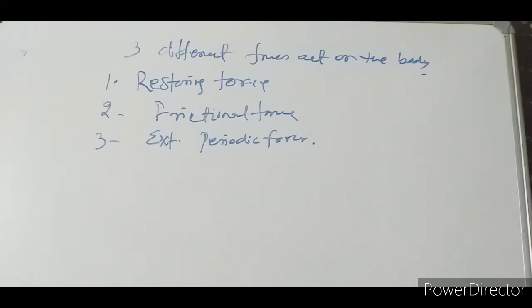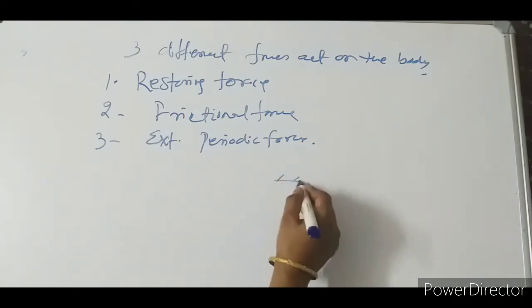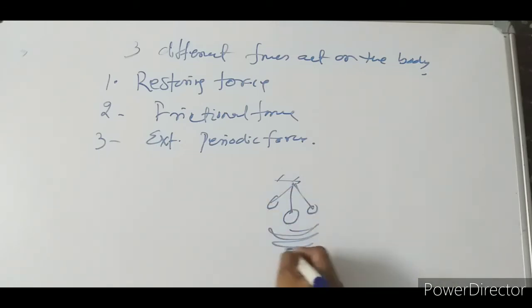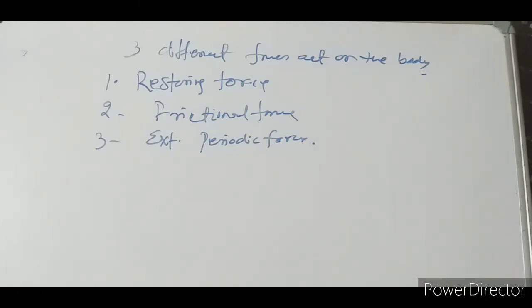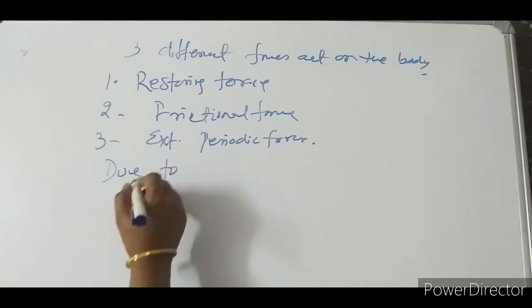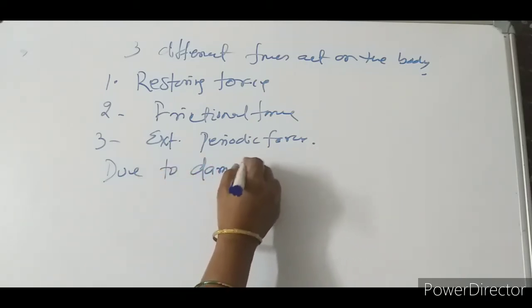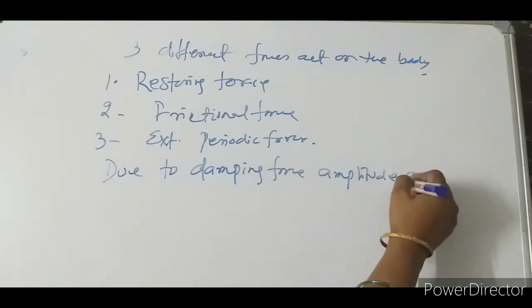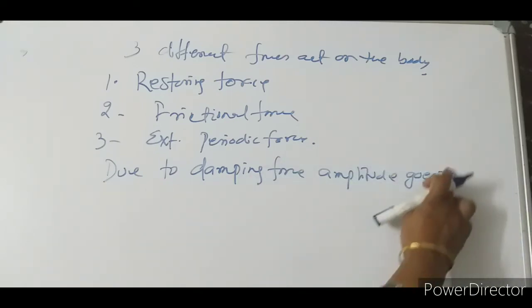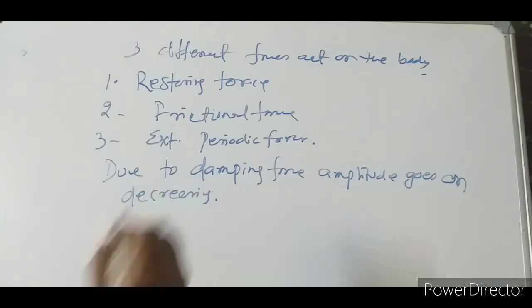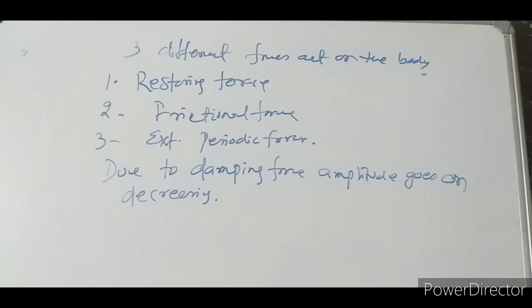Here, why does the amplitude go on decreasing? Because the damping force is acting on this one. That is why the amplitude goes on decreasing. So you can write: due to damping force, amplitude goes on decreasing. Okay, so these are the different forces acting.